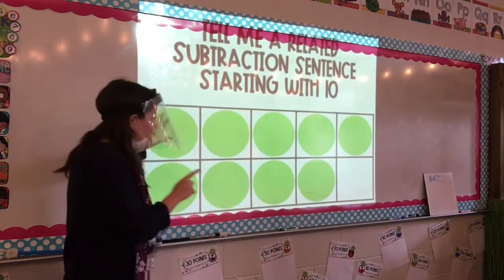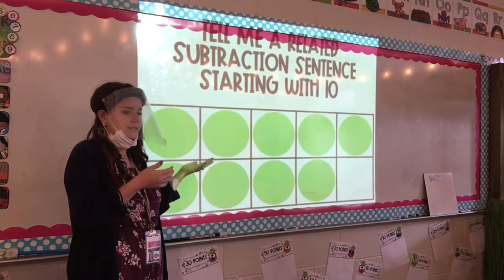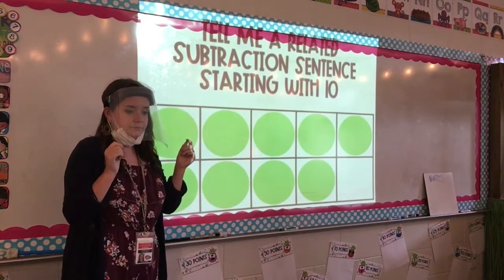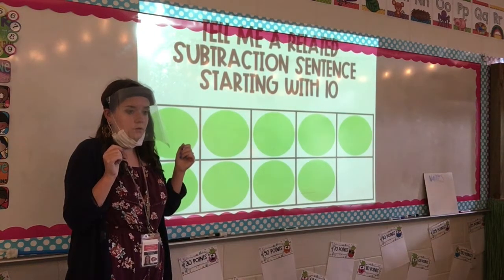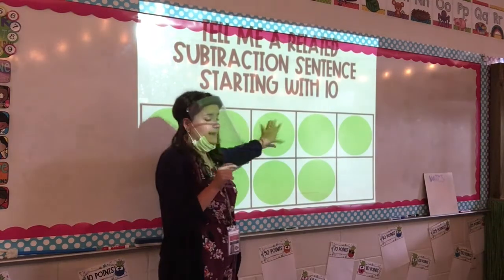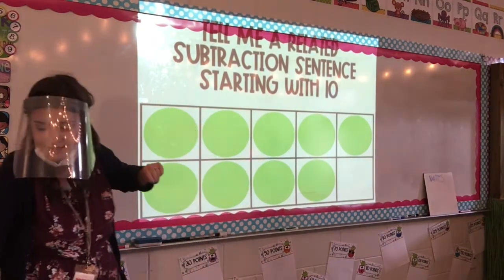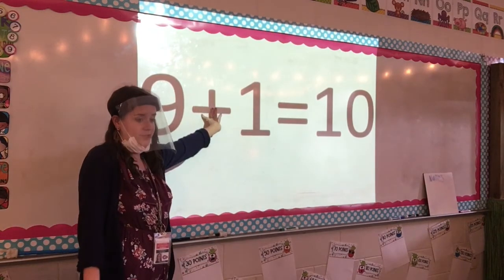So we just did 9 plus 1 equals 10. How could I make this a subtraction sentence? Peyton? So you have 9 and you take away 1. It's still 9. You're right, but if I started with 10, I want to use the same addition sentence that I just used, and I want to make this fact a subtraction sentence.